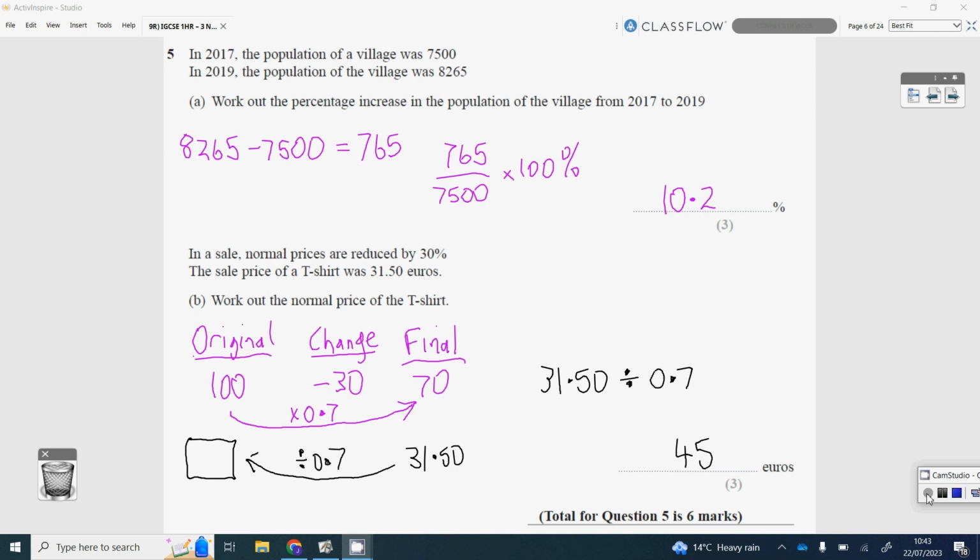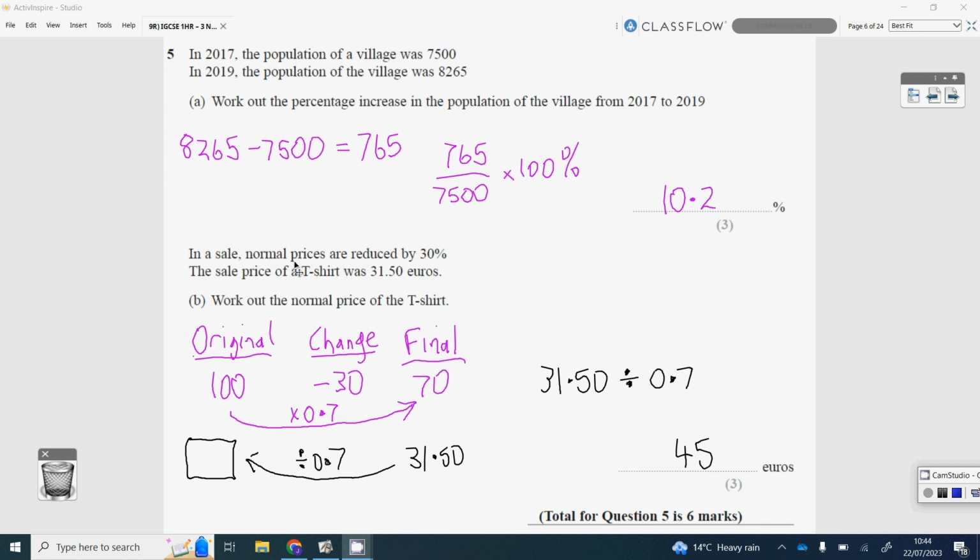5b. Now, for these percentage increase or decrease questions, I think it's quite nice just to set it out like this in the 3 columns. So we're going to have our original price, the change in price, and our final price. And we're going to do a percentage line. So always just put 100 in here to start with. So it's 100% to start with.